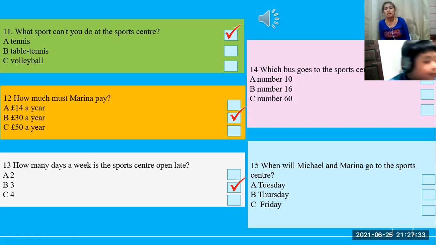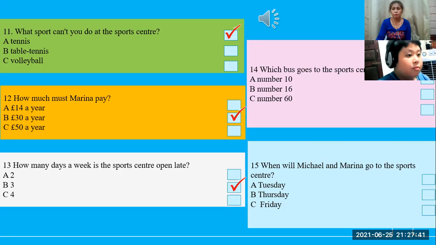14. Which bus goes to the sports center? Which bus? It's number 16. And when will Michael and Marina go to the sports center? When? C. Letter C, teacher, that is Friday.